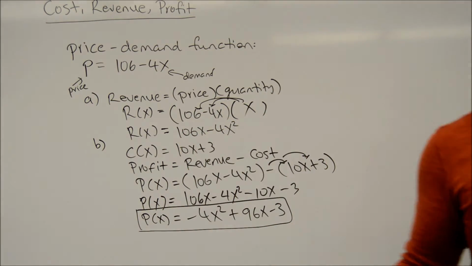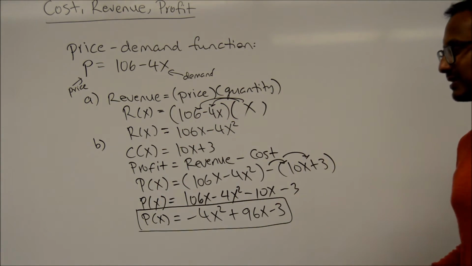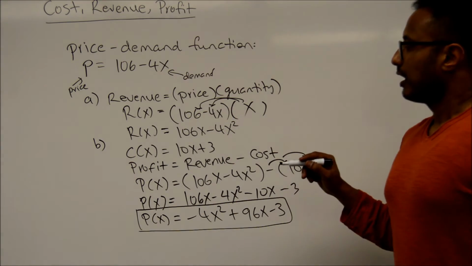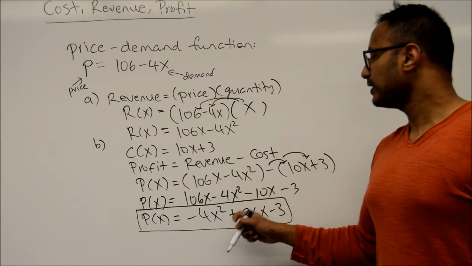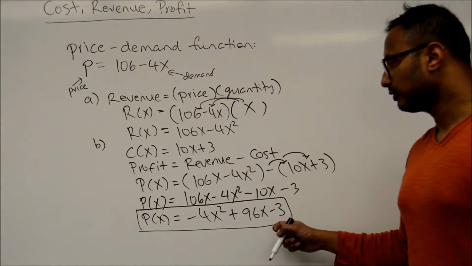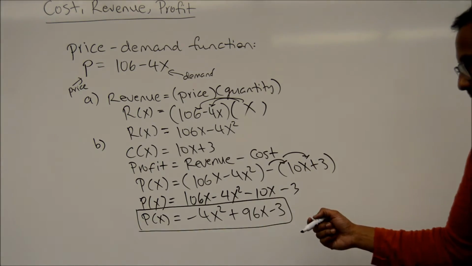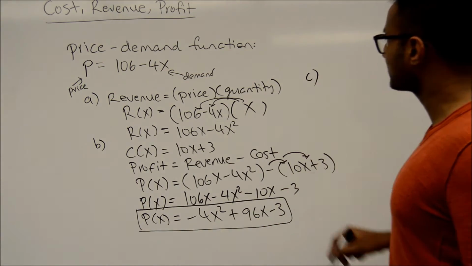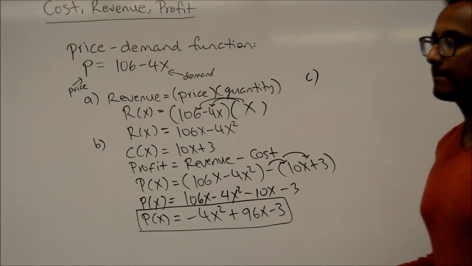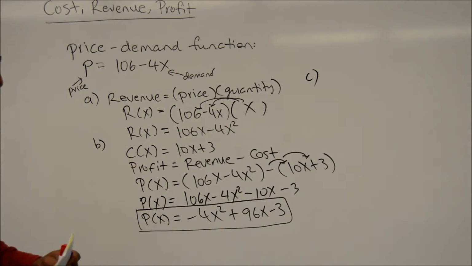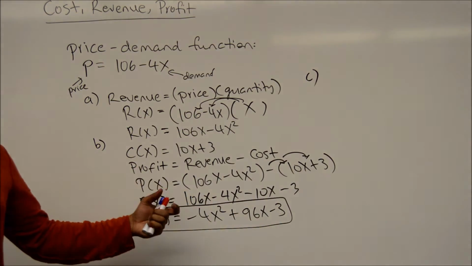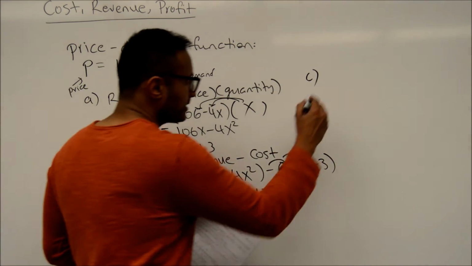Now, what do we want to do with profit? Well, most companies want to maximize their profit. So now we want to figure out how many units of ice cream must be sold, what quantity of ice cream must be sold, in order to maximize the profit. Okay, so in part C, we want to maximize the profit. In our previous lesson, we learned that the maximum or the minimum of a quadratic function occurs at the vertex. How do we calculate the vertex?